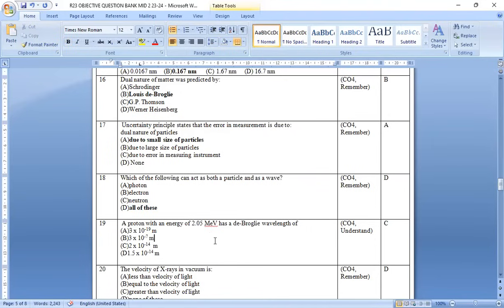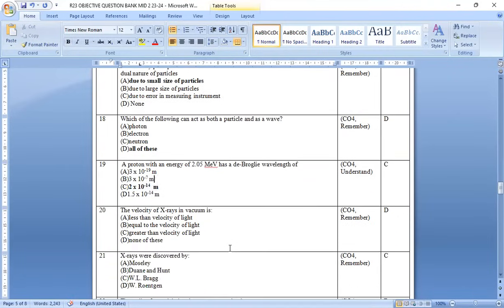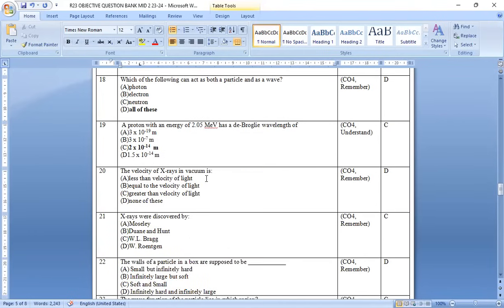A proton of energy 2.05 mega electron volt has a de Broglie wavelength of option C. This model problem we already solved in the classroom. Just you have to solve it. The velocity of X-rays in the vacuum is less than the velocity of light, equal to velocity of light, greater than velocity of light, none of these. Option D is the correct answer.